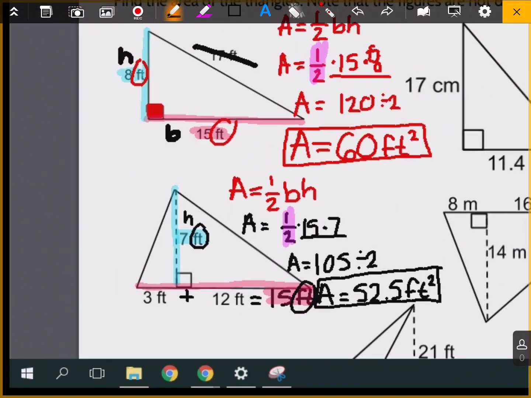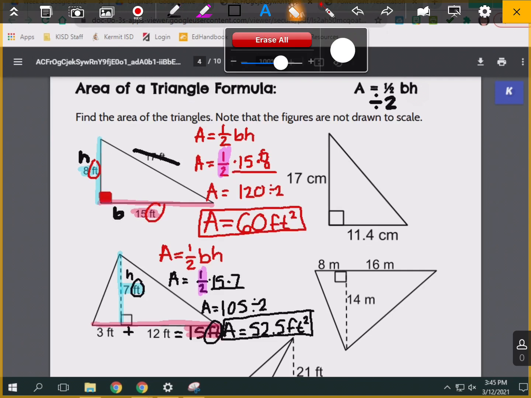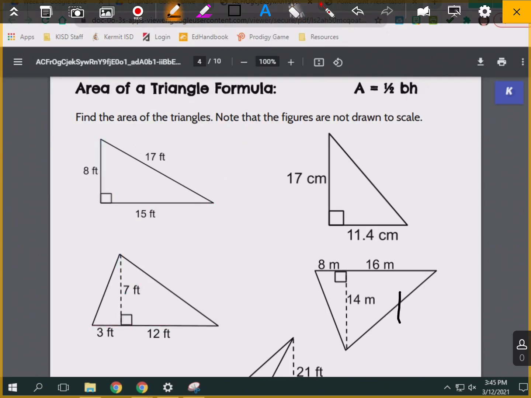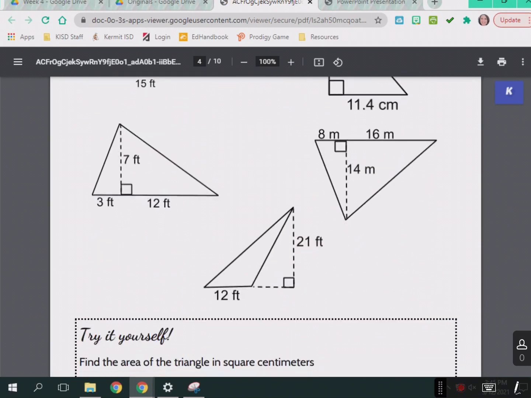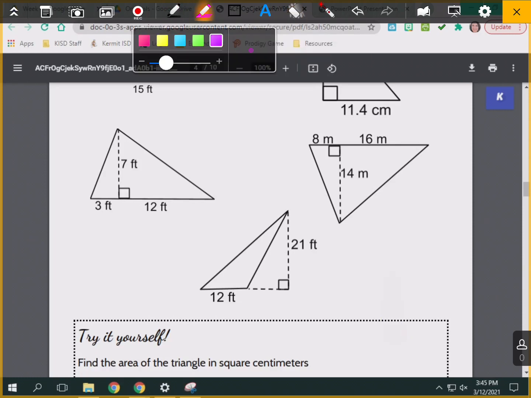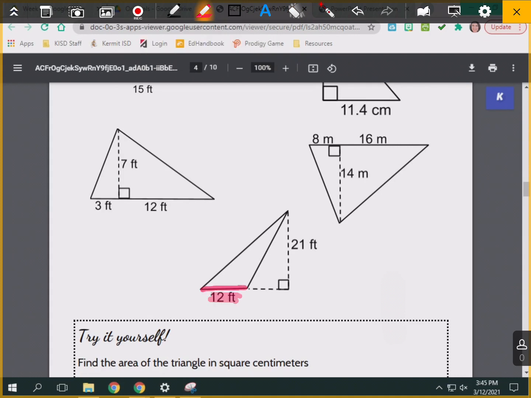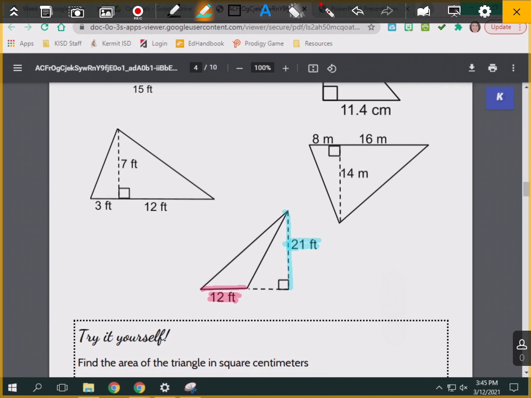I'm going to do one more example, so I'm going to drop this down a little bit further to get to that last one at the bottom where it has 12 feet and 21 feet. So this one right here is a little bit different, but you don't want to make any mistakes when doing it. It only gives you the information you need. The base of the actual triangle is 12 feet. The height, again, I can tell from that right angle and the dotted line that it is 21 feet.